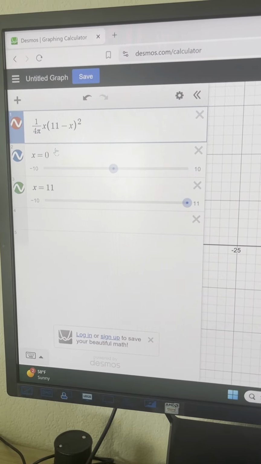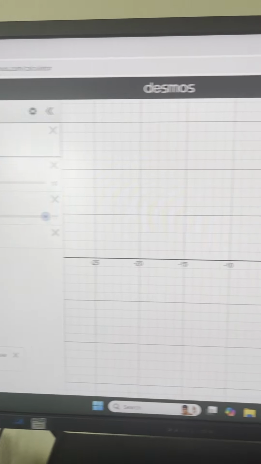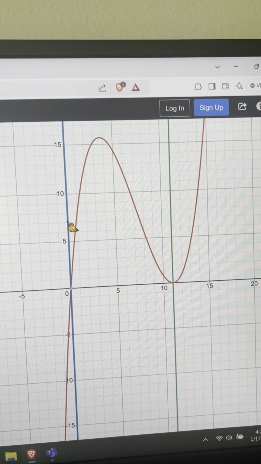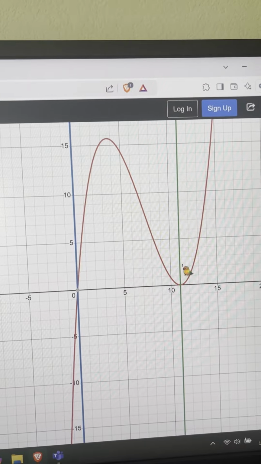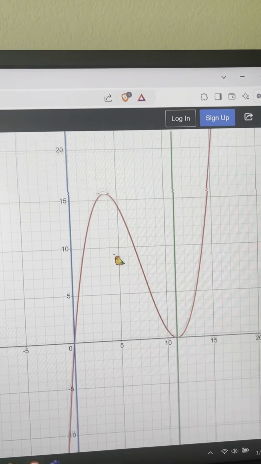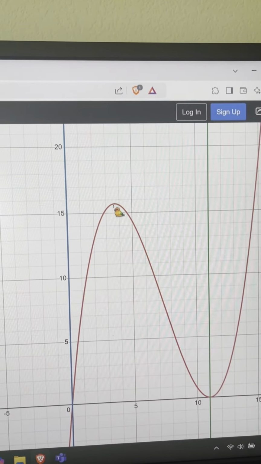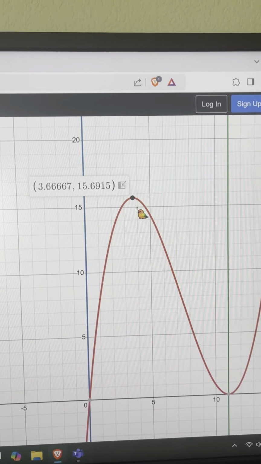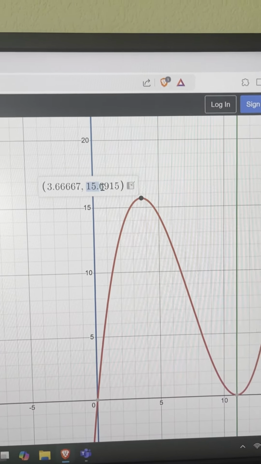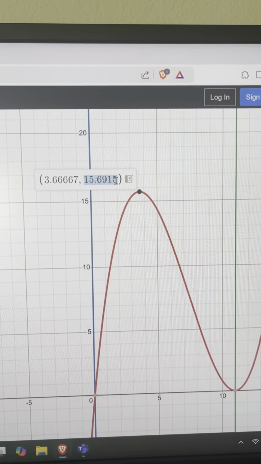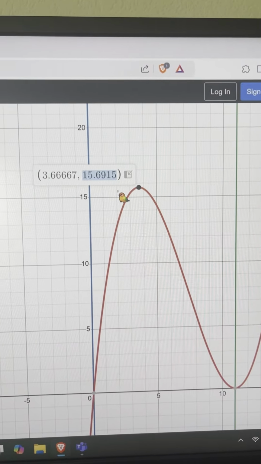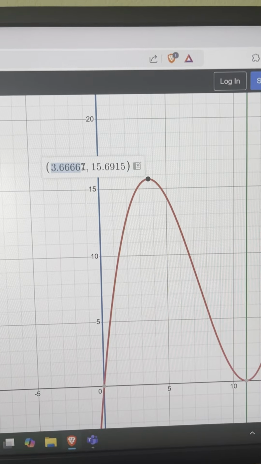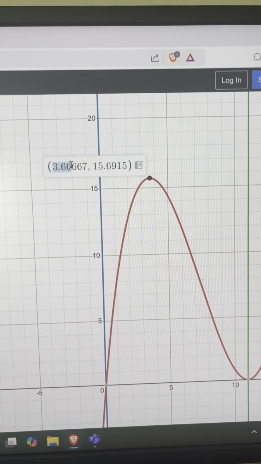Okay, so I'm just going to put this into an online graphing calculator. And I graphed two lines, x is equal to 0 and x is equal to 11. So we know to look in between these two lines. And so this point here, that's going to be our local maximum. The volume, what's the volume going to be when it's maximized? It's going to be 15.69 approximately. And the value of x is approximately 3.67.